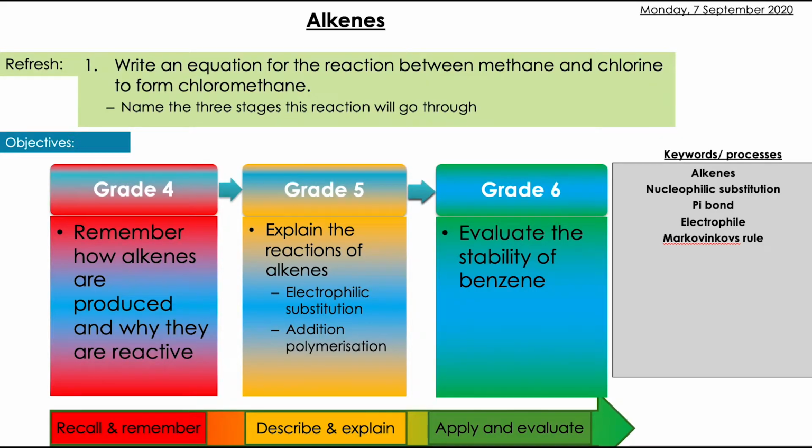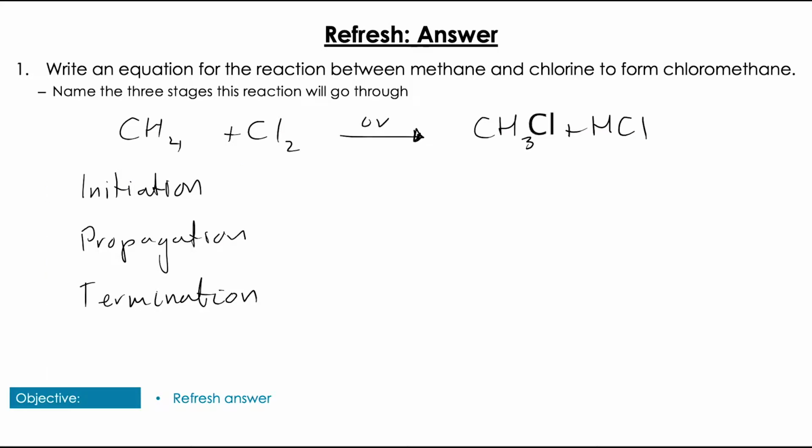So we're going to look at what alkenes are, what makes them so reactive, and the main reaction that we focus on in IB, and hopefully that will also help inform our understanding of the stability of benzene. But for now, question to get started on, pause the video and have a go. Hopefully you remembered that you had a free radical substitution reaction, so you had 3 steps: initiation, propagation, and termination.